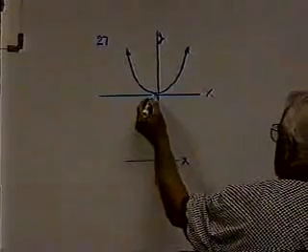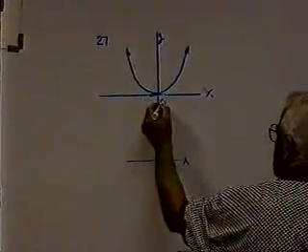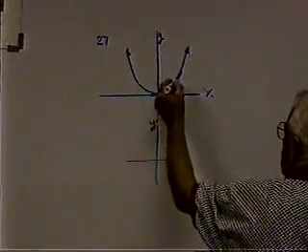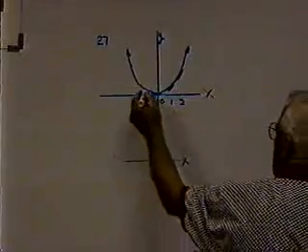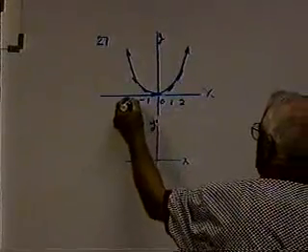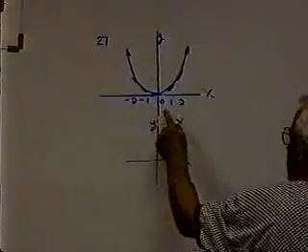For instance, what is the slope of the tangent line here? It's 0. What is the slope of the tangent line here? It's 1. What is the slope of the tangent line here? It's 2. What is the slope of the tangent line over here? It's -1. What is the slope? It's -2. Now we're going to go plot those values.